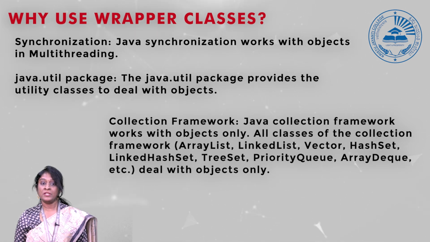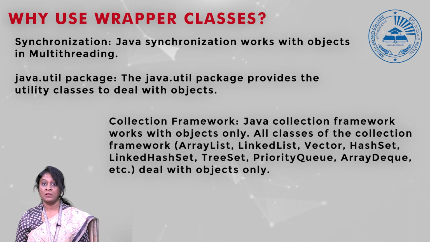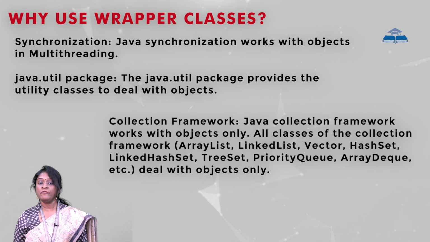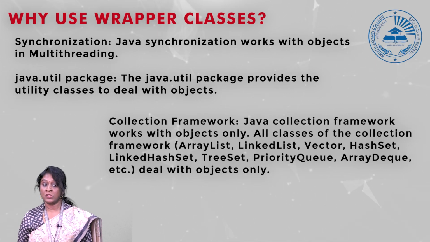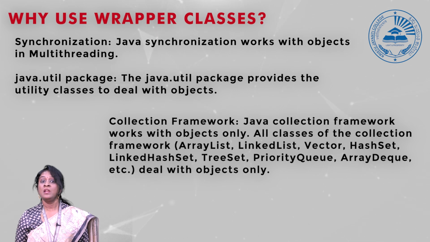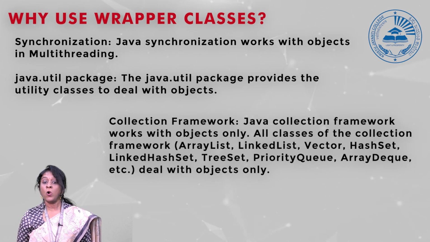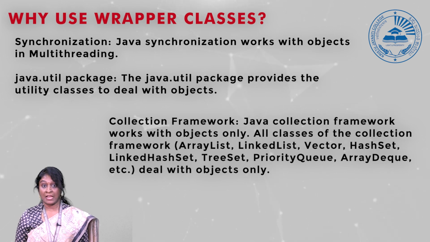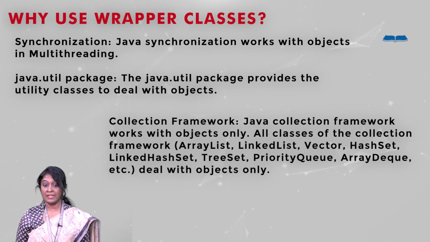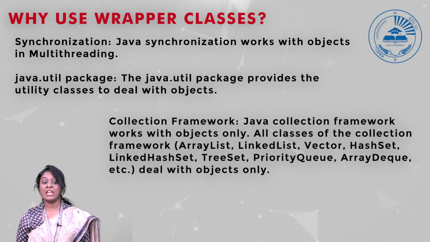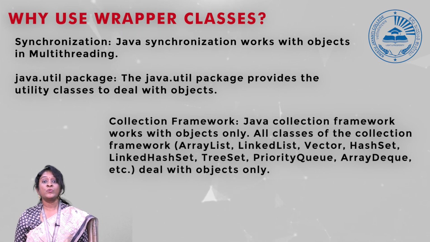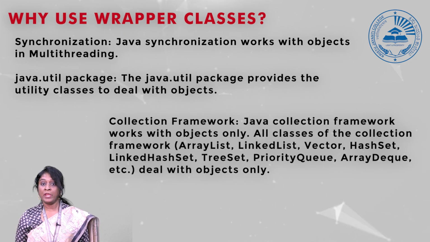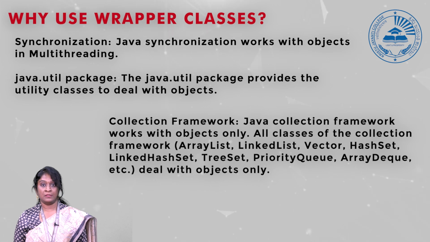The last reason is the collection framework. We have a lot of frameworks in Java, especially the collection framework, which works with objects only. All classes of the collection framework, for example ArrayList, LinkedList, Vector and HashSet, deal with only objects, and for all these reasons we want to convert to objects. We make use of the wrapper classes.